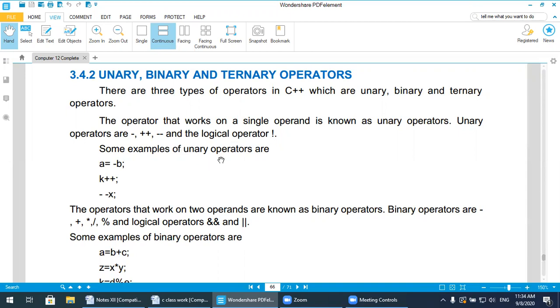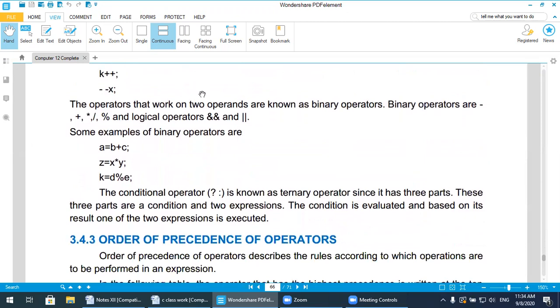Some examples of unary operators: a is equal to minus b. Watch over here, minus b, they put the minus symbol with the b. K plus plus, minus minus x, etc. These are called unary operators. Next one, the operators that work on two operands or two variables are known as binary operators.